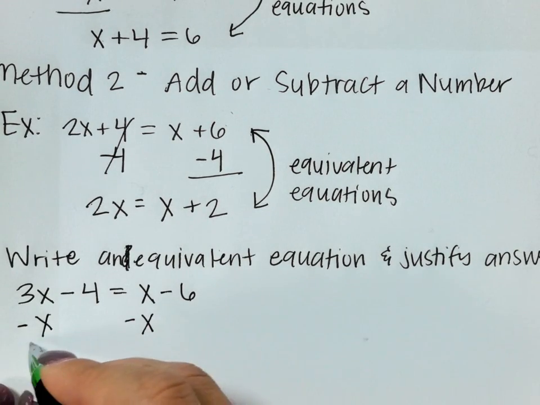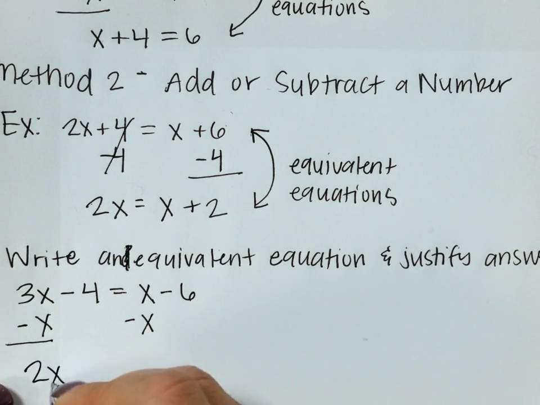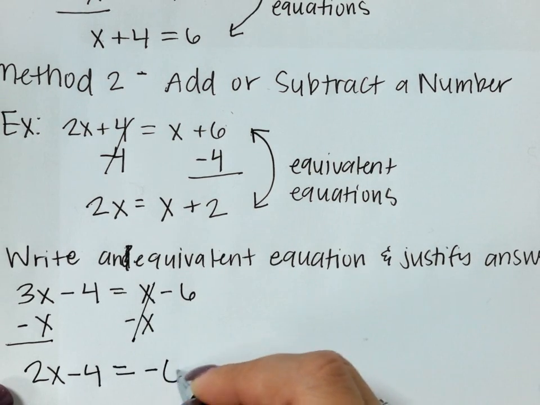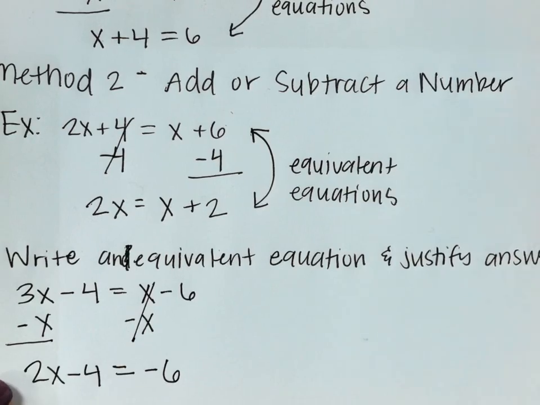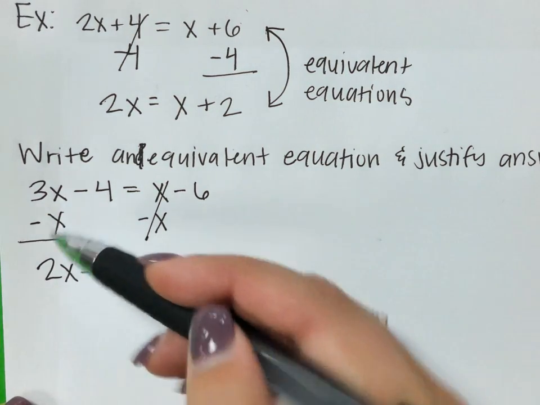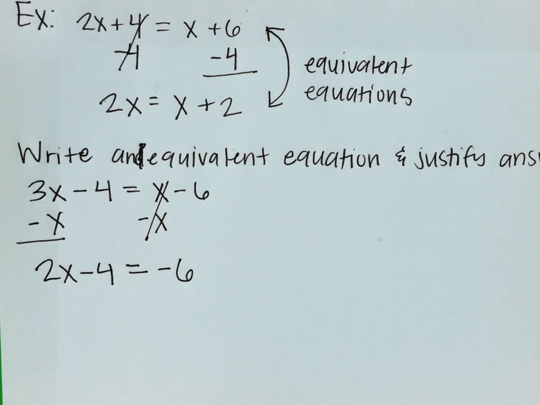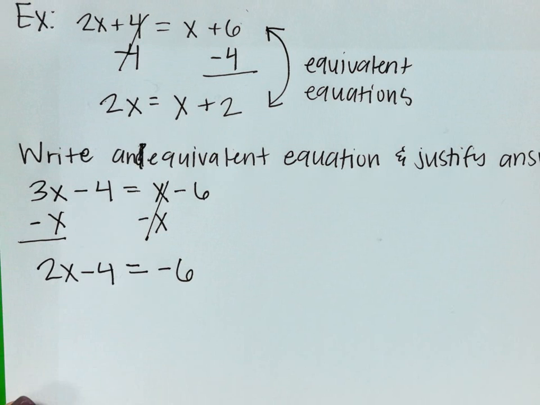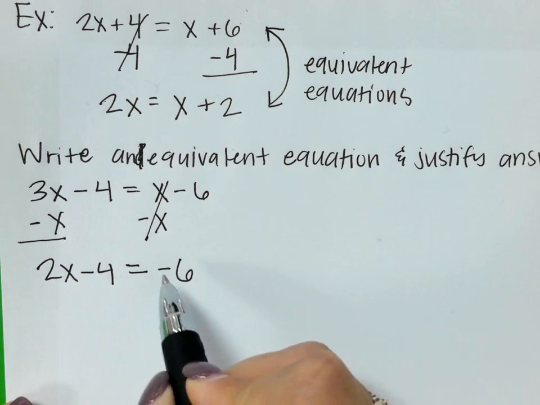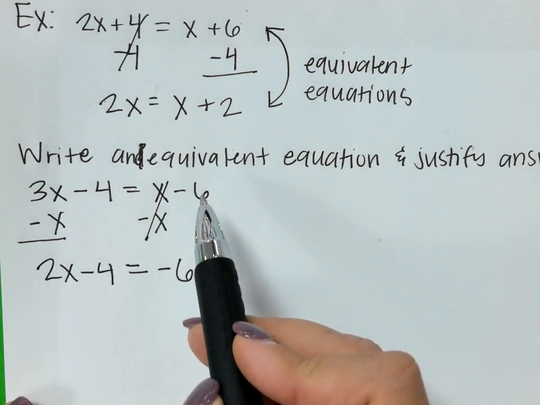So when I do that, that leaves me with 2x minus 4 equals negative 6. Because 3x minus x gives me 2x. That's a 1x, right? 3x minus 1x. So this is an equivalent equation to 3x minus 4 equals x minus 6.